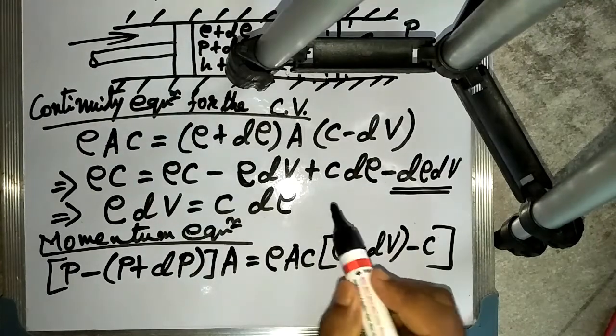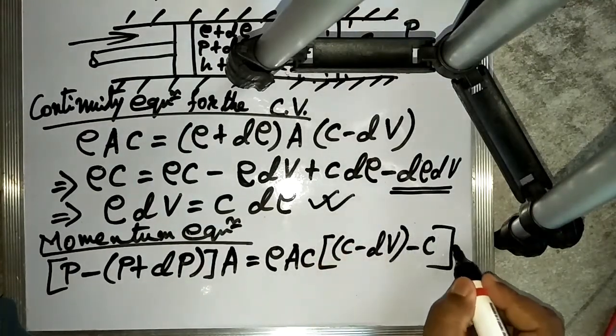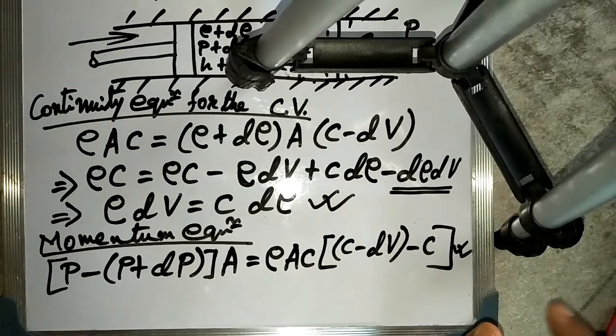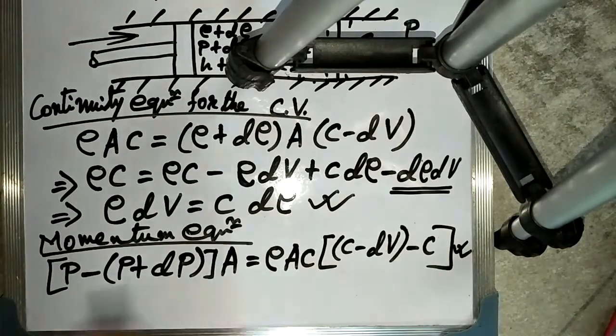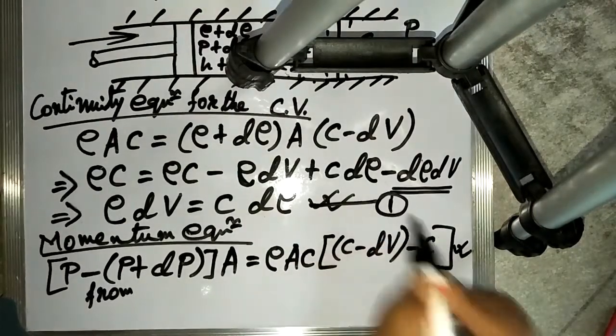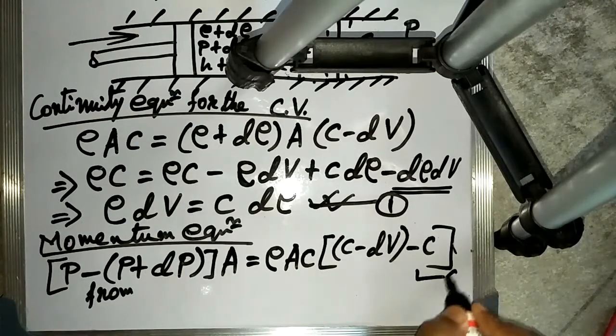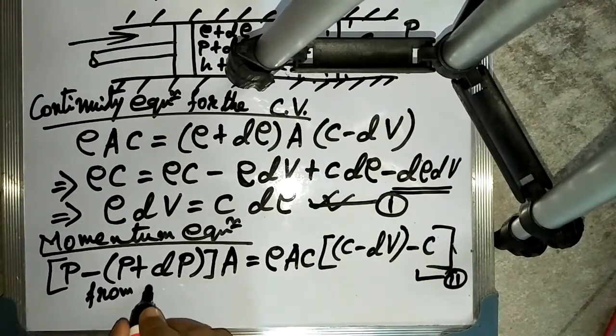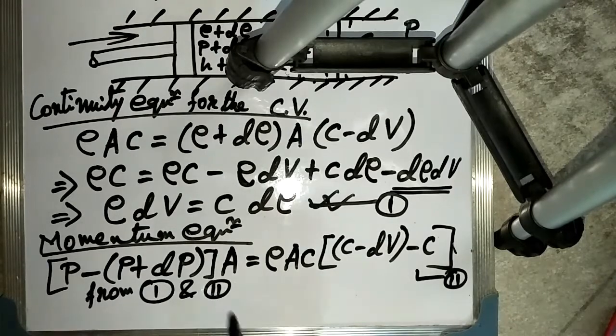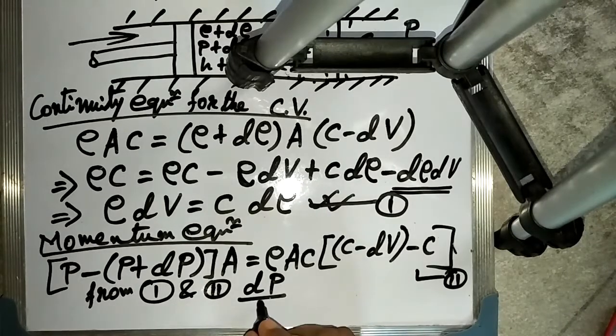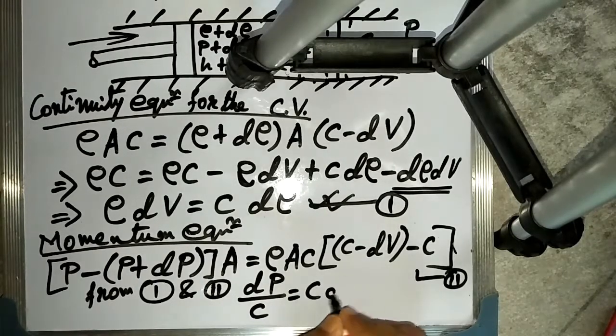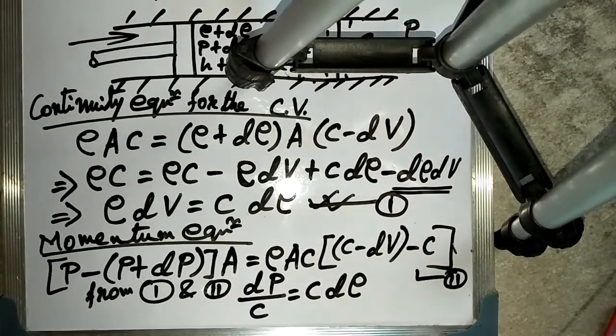Now from these two equations, suppose this one is equation number 1 and this one is equation number 2, from 1 and 2 we get dP by c is equal to c into d rho. We get dP by c is equal to c into d rho.